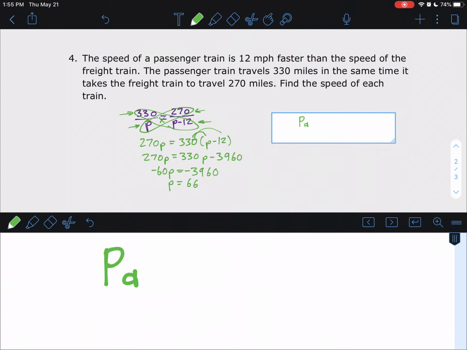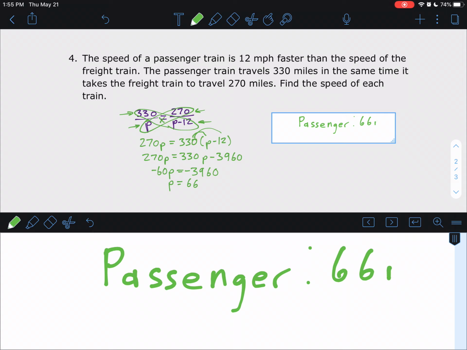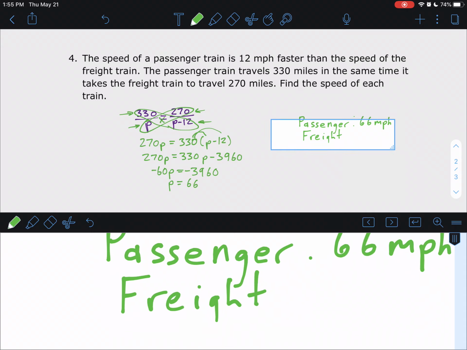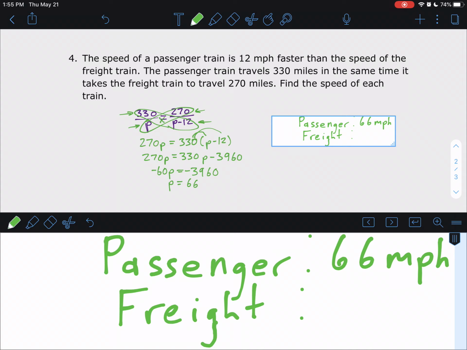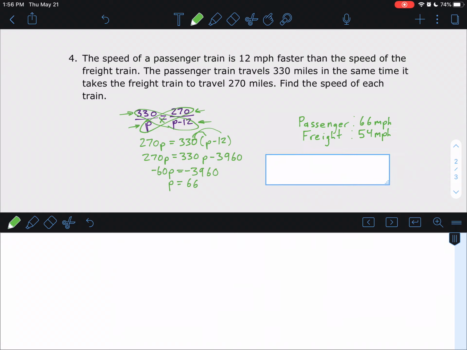The passenger train, which was P, is traveling 66 miles per hour. And since the passenger train is 12 miles per hour faster than the freight train, that means the freight train is just going to be 66 minus 12, which is 54 miles per hour. And there is our solution. The passenger train is going 66 miles per hour. The freight train is 54 miles per hour.